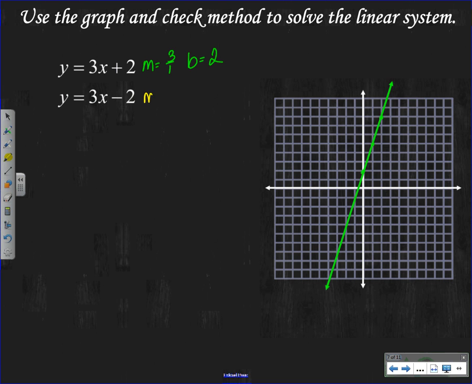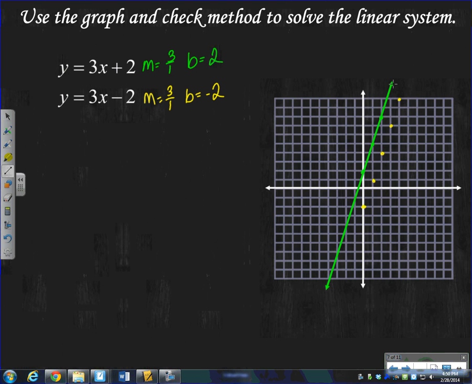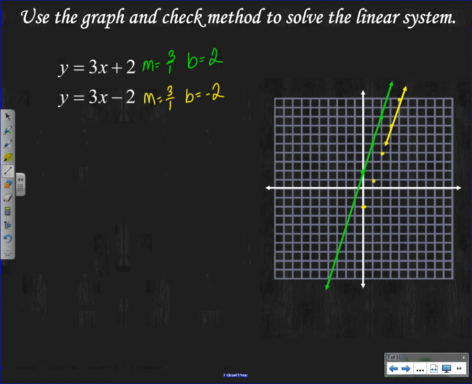Second line, my slope is 3/1. And my y-intercept is negative 2. So this time we're going to start down 2. And once again, I'm going to go up 3. 1, 2, 3/1. Okay. So let's get a line here. And get this one lined up here.